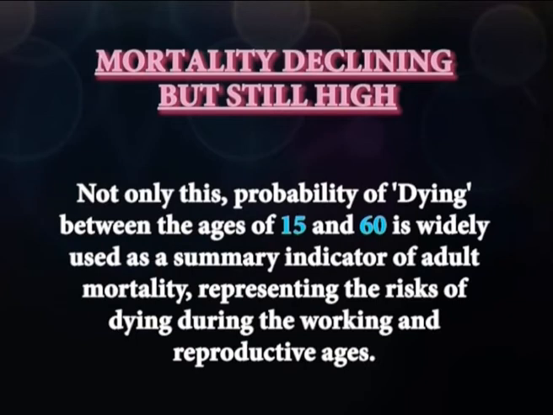Not only this, the probability of dying between ages 15 and 60 is widely used as a summary indicator of adult mortality, representing the risk of dying during working and reproductive ages. Worldwide, 157 out of every 1,000 15-year-olds would die before age 60 if subject to age-specific mortality rates prevailing in the period 2010 to 2015. This probability was lowest in North America and highest in Africa.